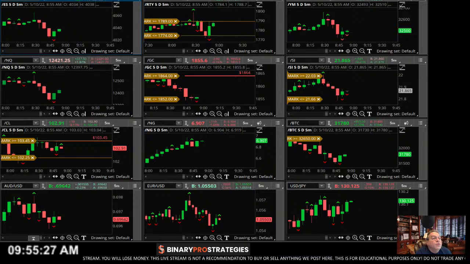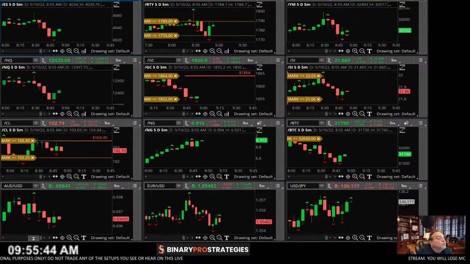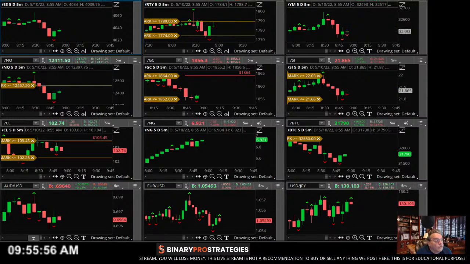Getting a buy on NQ, which is your mini NASDAQ. Getting ready to get a buy on ES, watching ES for a possible buy. Target on NQ, which is your mini NASDAQ, is going to be 124.57 and a half. And if it needs to reverse, it's going to reverse at 123.45.